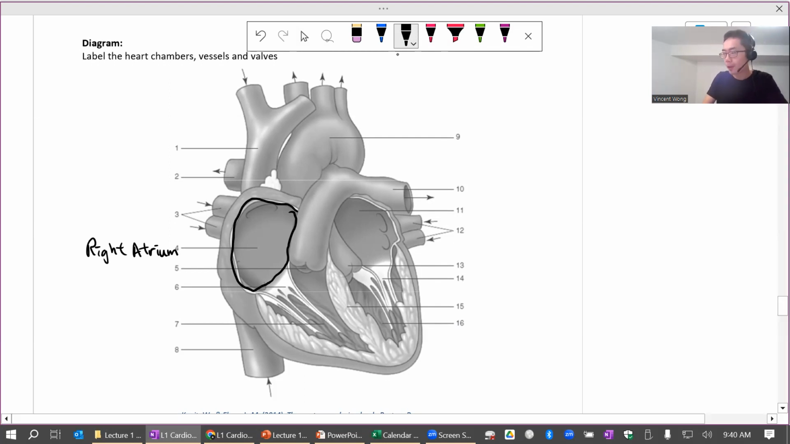And what number would represent the left atrium? Let's take a look at the diagram. 11. That's right. Very good. Right here, left atrium.